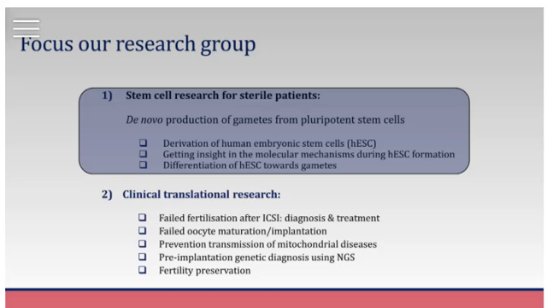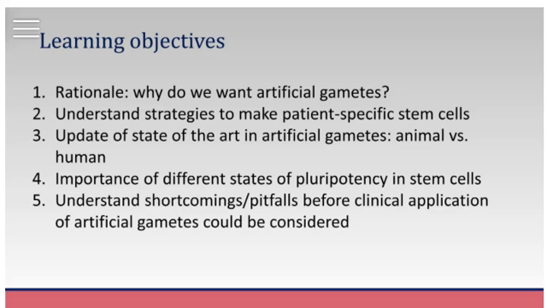So, stem cells. This slide shows an overview of the topics I will tackle today. I added one learning objective which was not in the syllabus. I wanted to situate a little bit more why we want to make artificial gametes first. Then I will show some slides about what kind of stem cells we need for this. I will give you an update of what is already possible in mouse versus human, animal versus human, but it's mostly mouse.